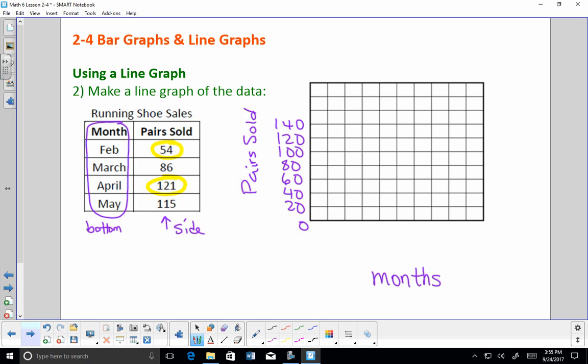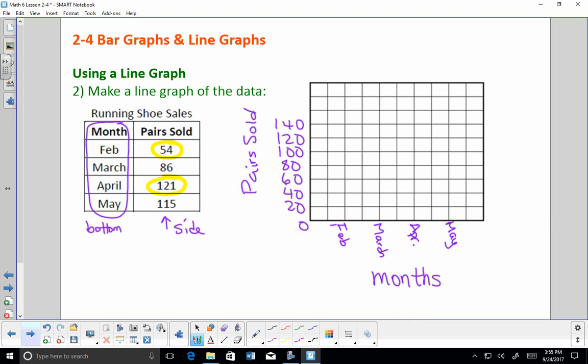So I need to label my months, so I'm going to start here with February. I'm going to skip a block before I put March, skip a block, April, skip a block, May. There we go. And I like to write them sideways because they're easier to read.